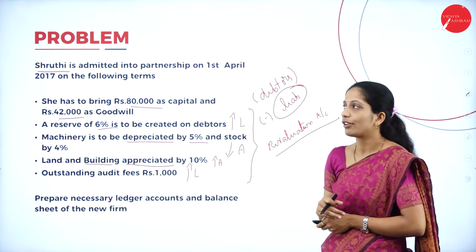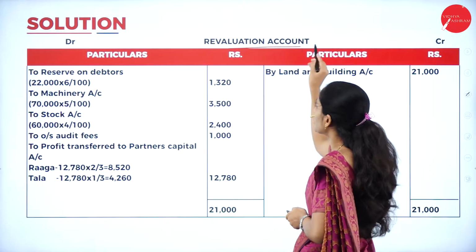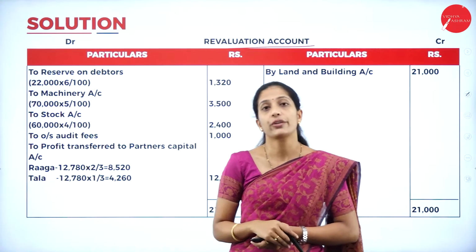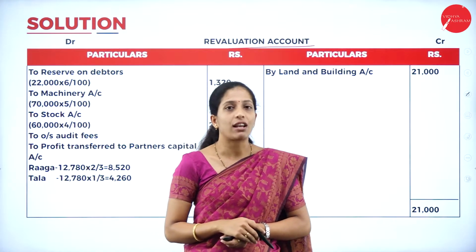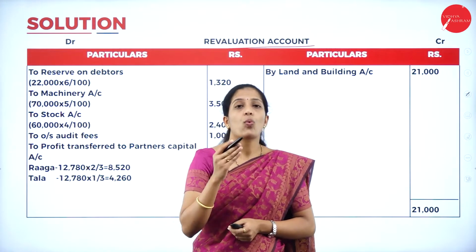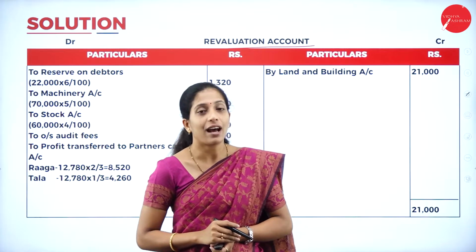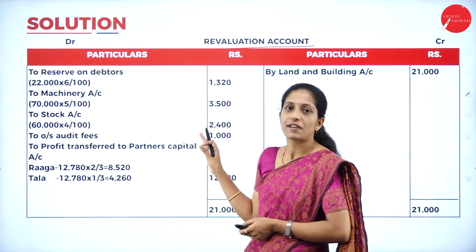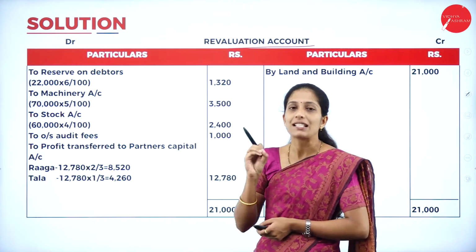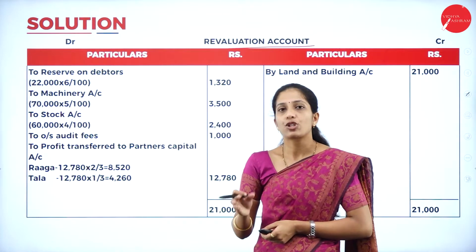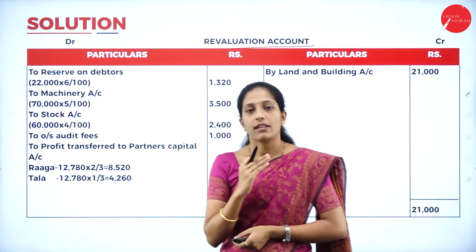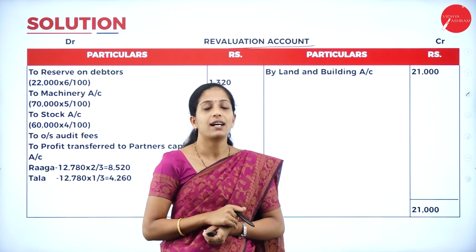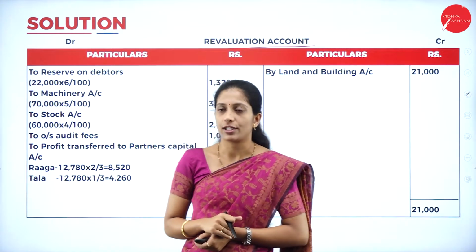Now we shall go through the solution. First we shall prepare the revaluation account. Now what do you mean by revaluation account? It is an account where we record the increase or decrease in the value of assets and liabilities, and to what extent they have increased or decreased. After recording these, the balancing figure will be either revaluation profit or revaluation loss, which has to be distributed among the partners, that is only the old partners. In which ratio? Old ratio.